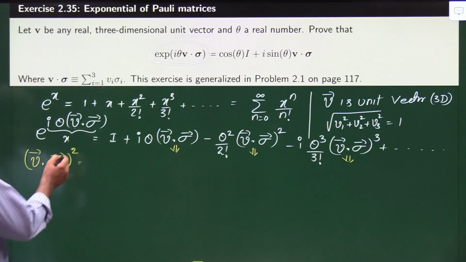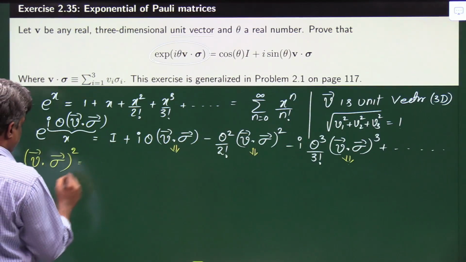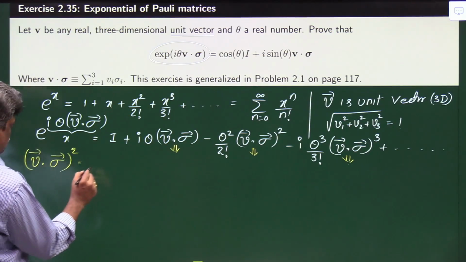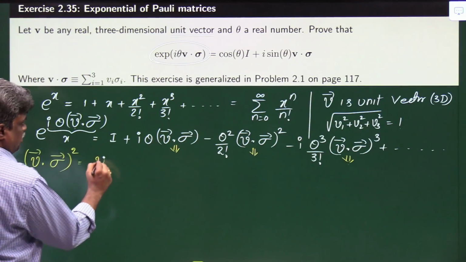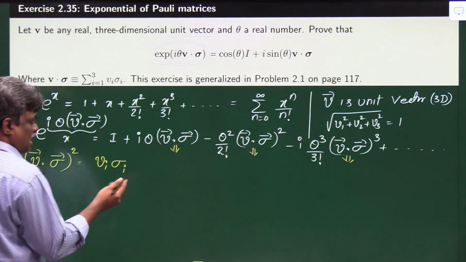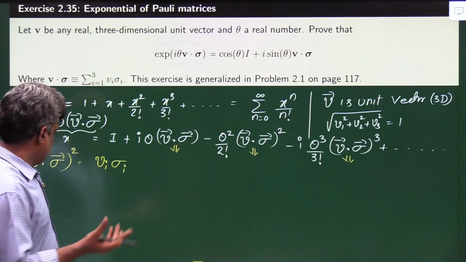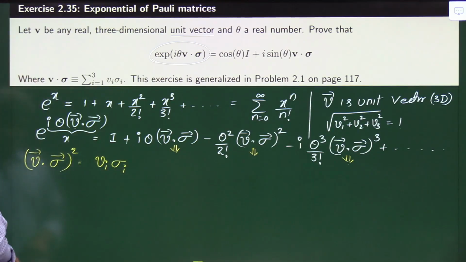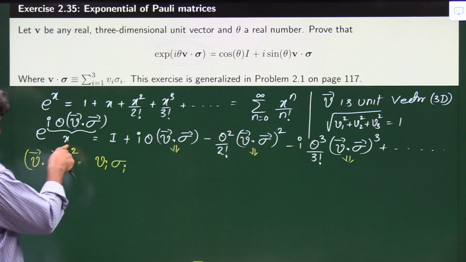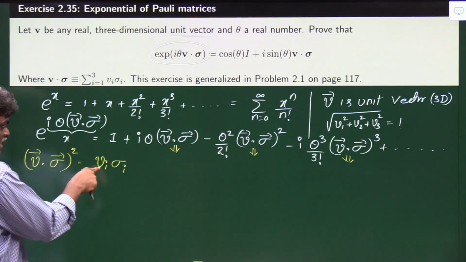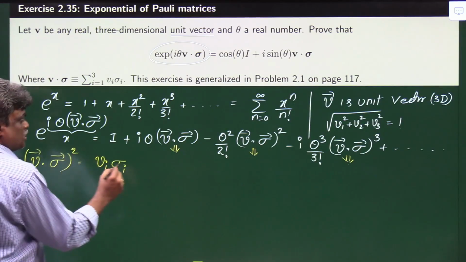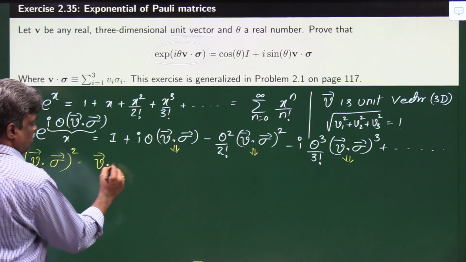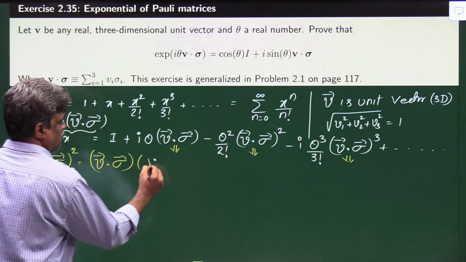So let us talk about (v̄·σ) to the power 2. This can be written as (v̄·σ) whole square, which is nothing but v_i σ_i, in the tensor notation. Whenever you have a dot product, we can write it as v_i σ_i, and whole square is there. That means this is nothing but v̄·σ and again v̄·σ.